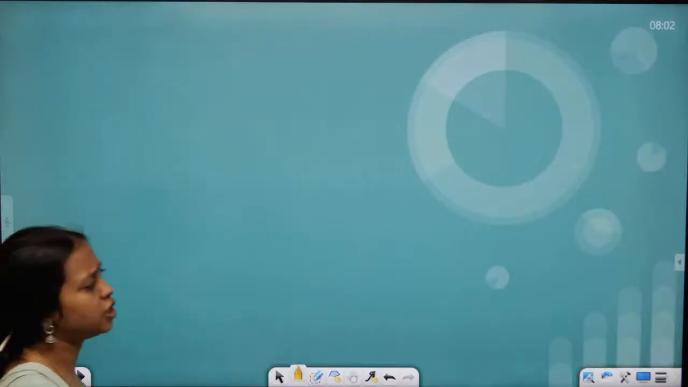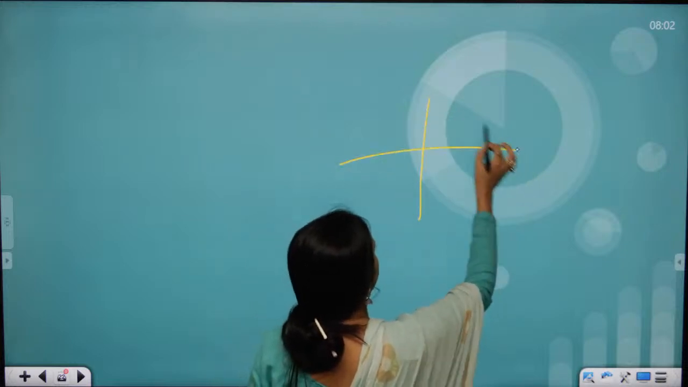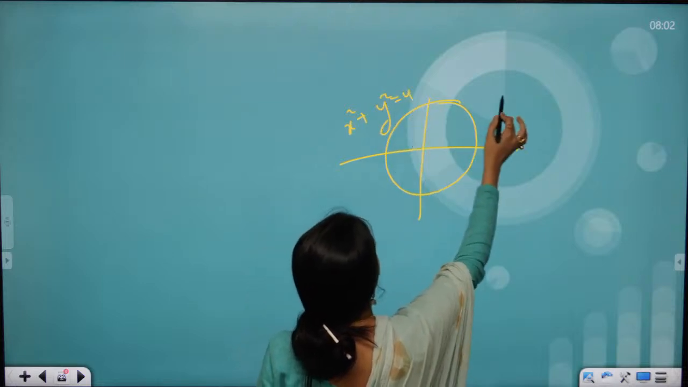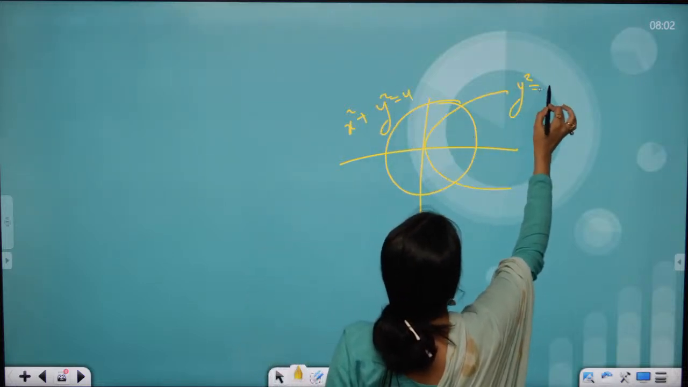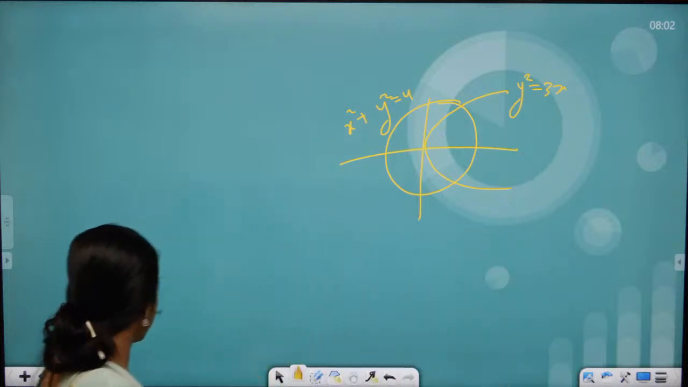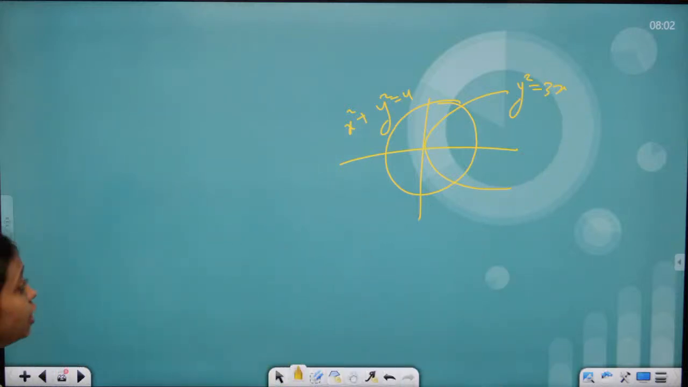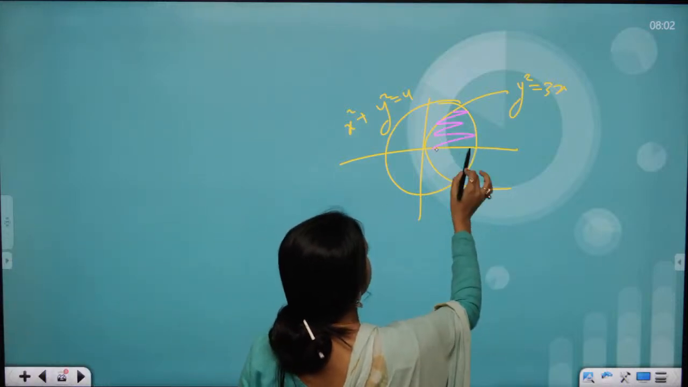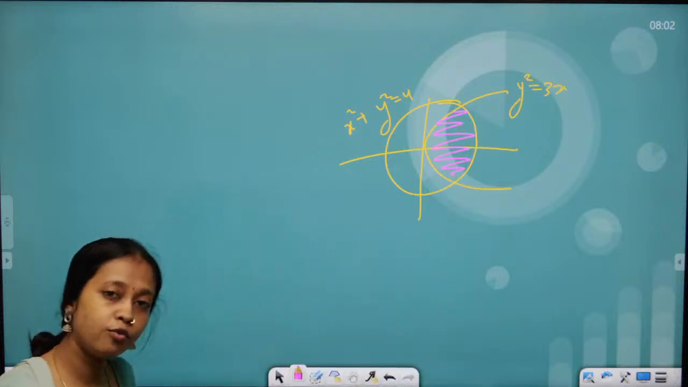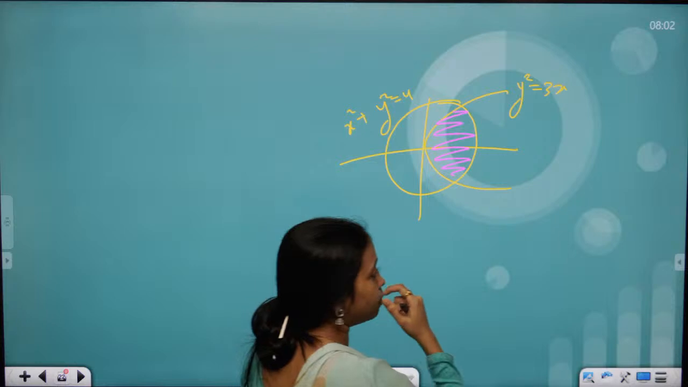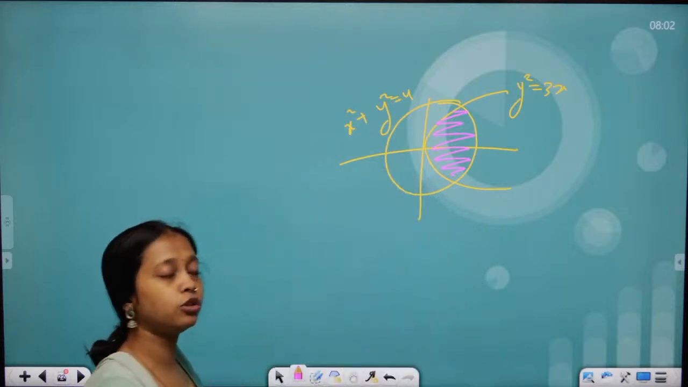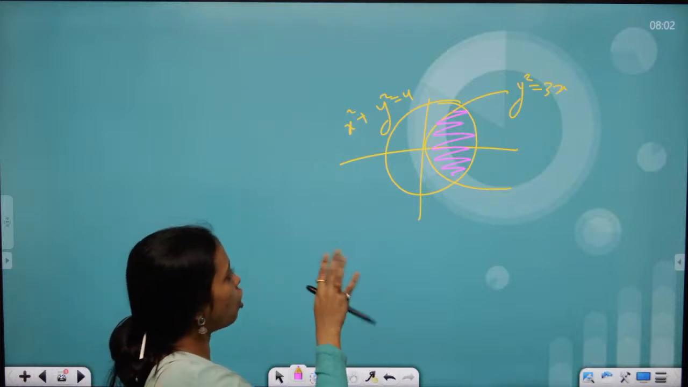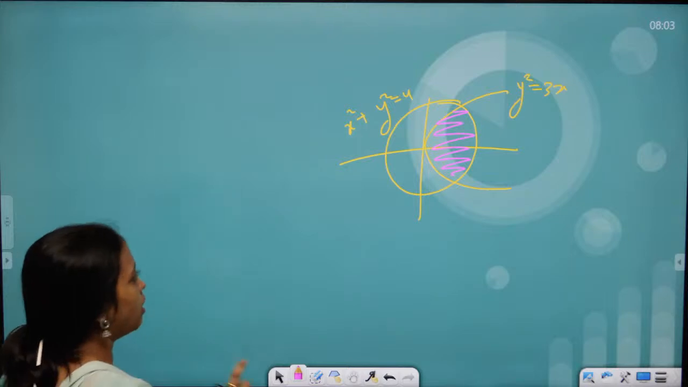The question was actually this: you have to calculate the area that is common to x square plus y square equals 4 and y square equal to 3x. This was your question. You have to calculate the common area. What is the common area? You can see this is the common area. You can work with a horizontal strip also, vertical strip also, but I think over here the horizontal strip will be better.